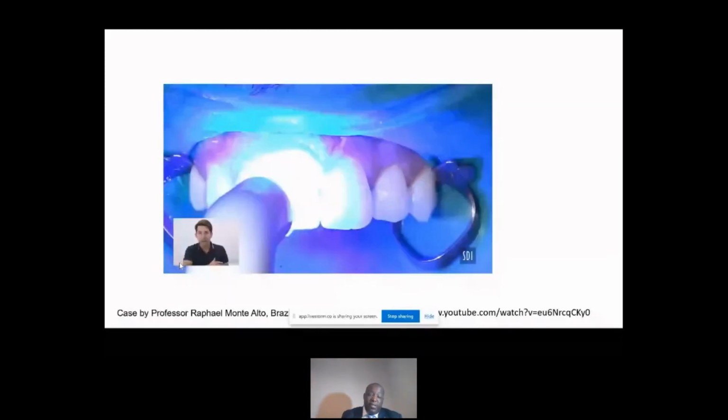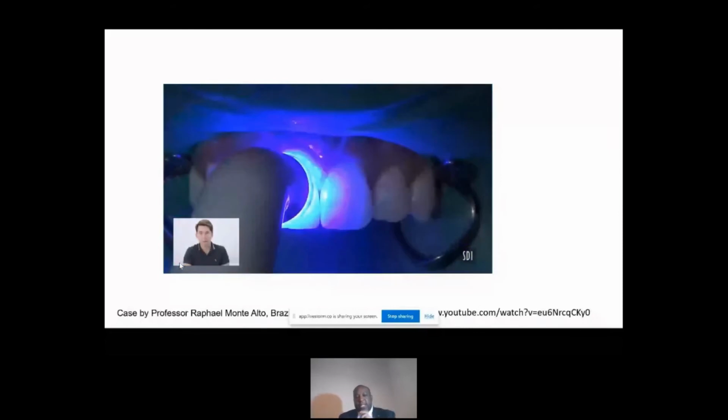Because it's self-etching, you didn't need to use the etch. And then, as we said, 40 seconds on each surface.